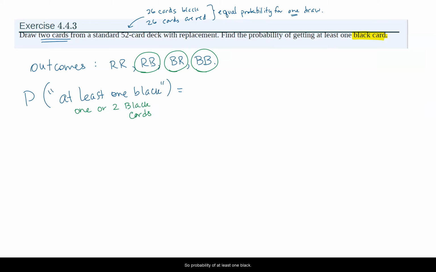So probability of at least 1 black, our sample space S is what we just found. So we had 3 that had at least 1 black in our sample space out of 4 total. And so our probability would be 3/4.